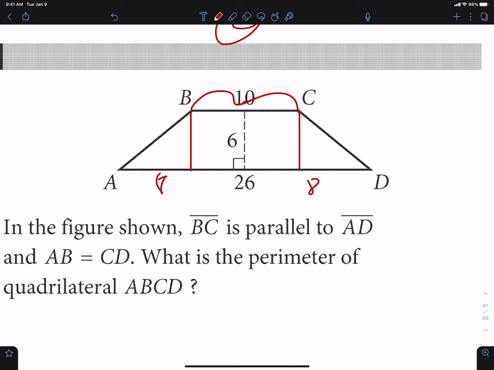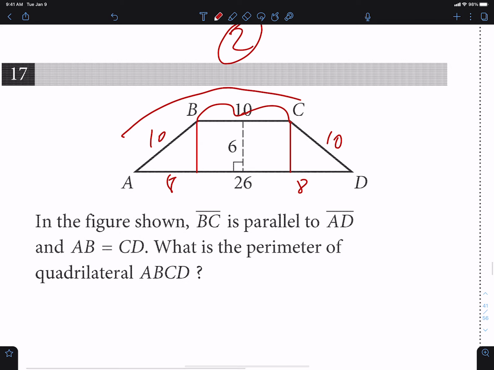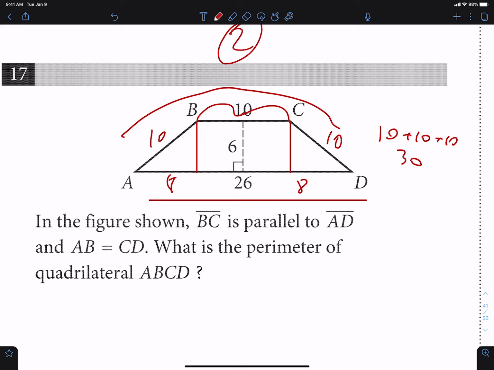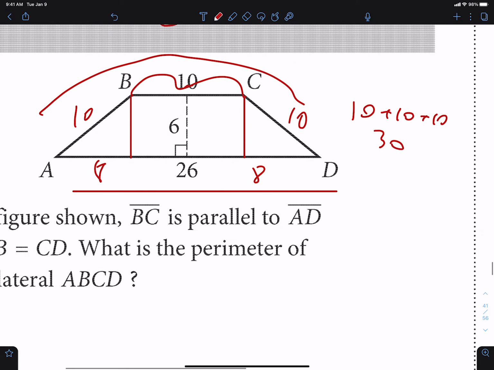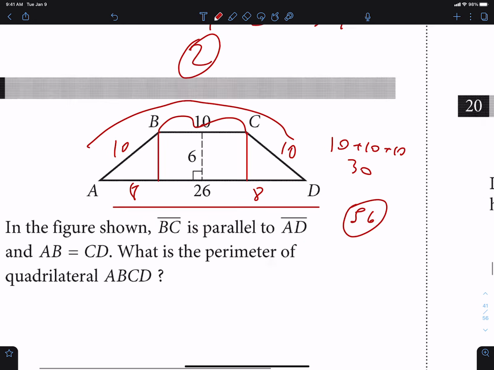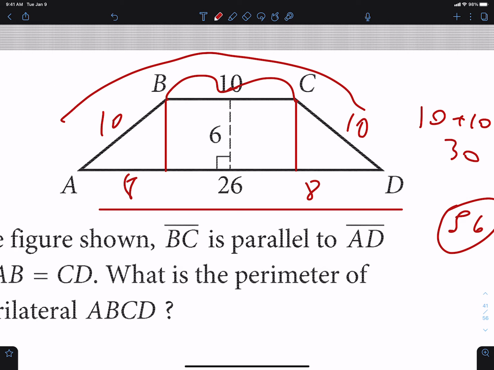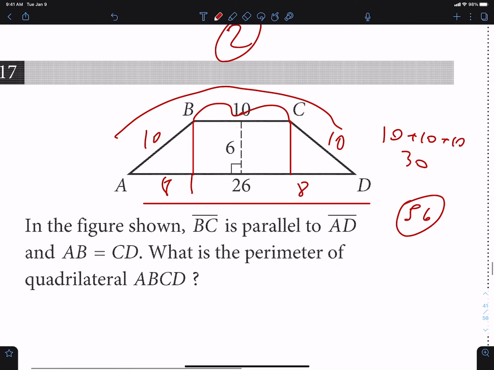And then I'm going to use the Pythagorean theorem to find this side, which is going to be 10 and 10. So across these three sides, I get a total of 30. And then for this side down here, I get a total of 26, right? So 26 plus 30 is going to be 56. Because remember, these 8s are still a part of this 26, but I just split them up into smaller subsections.